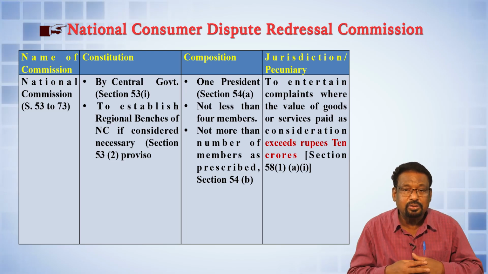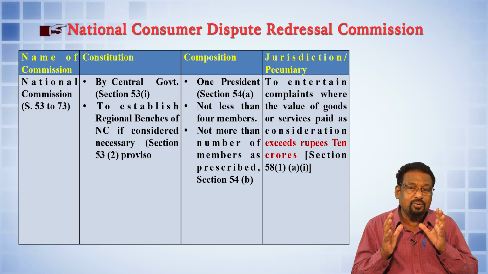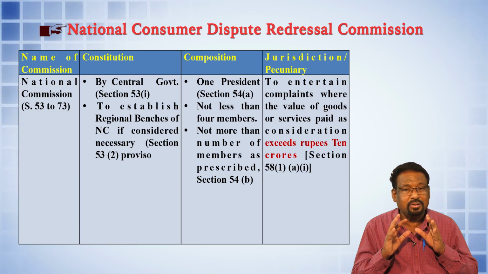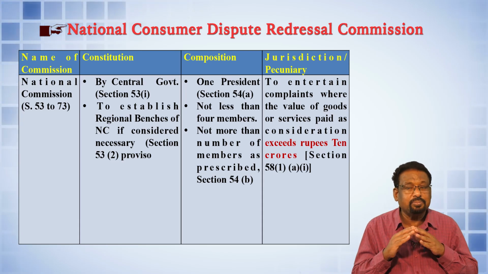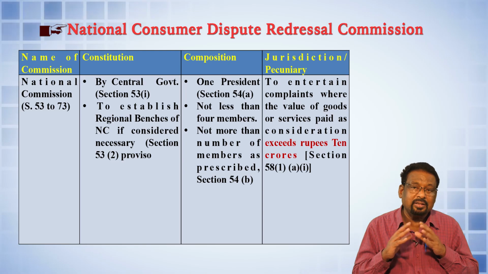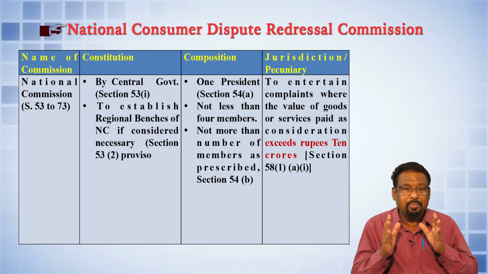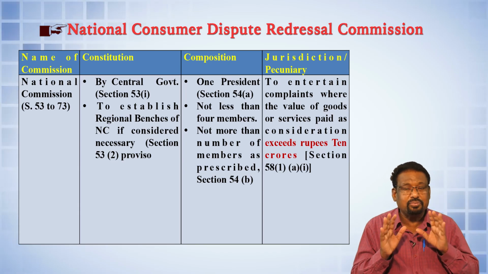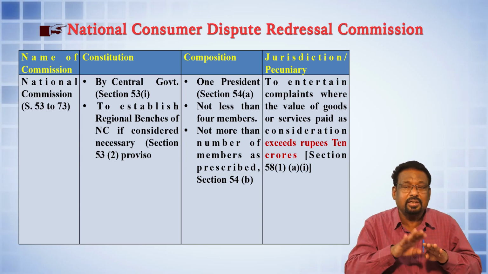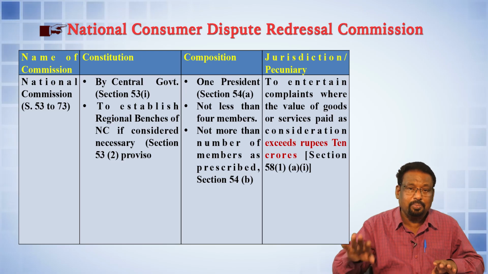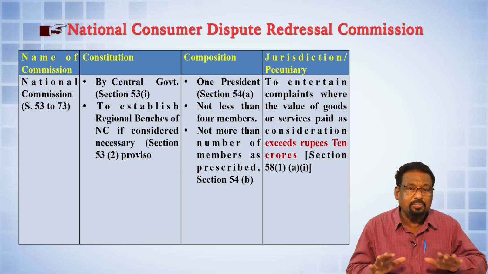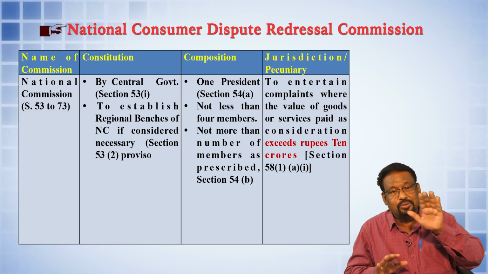Coming back to territorial jurisdiction, again, if the value of goods purchased or the service hired ranges beyond 10 crores, then the case has to be filed as the first instance before the National Commission only. Coming back to this, there are two types of jurisdiction: one is the original jurisdiction, another is appellate jurisdiction. In the case of the District Commission, there is no provision for appellate jurisdiction.